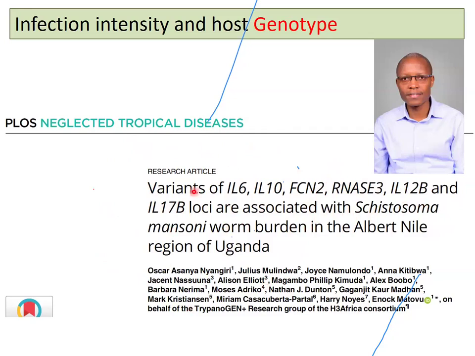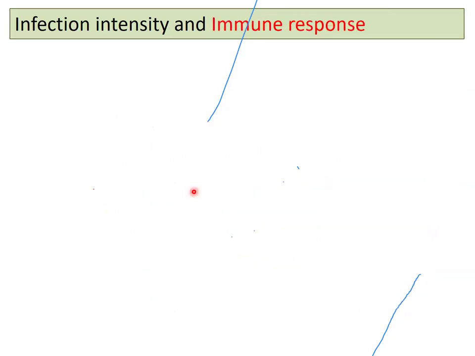Having identified the genotypes which are associated with infection, we then looked at the immune response. How does the host respond to the presence of this parasite in the blood? In order to do this, we obtained plasma, about 142 samples, categorized into high infection intensity, 56 samples, low infection intensity, 41, and the controls, which were 45.